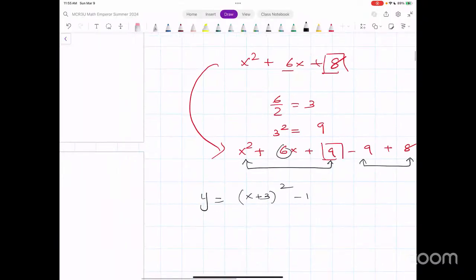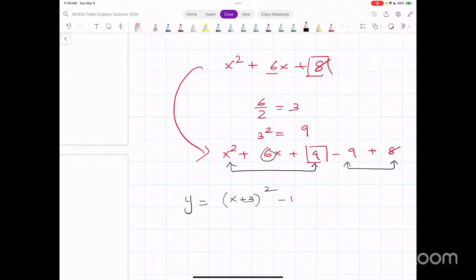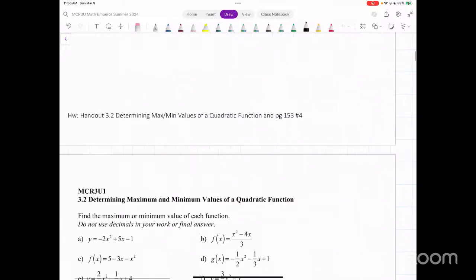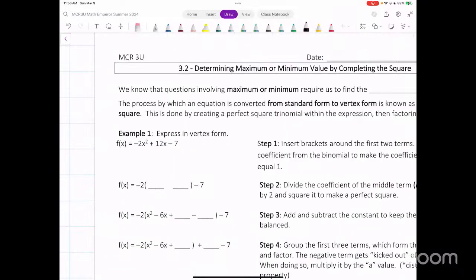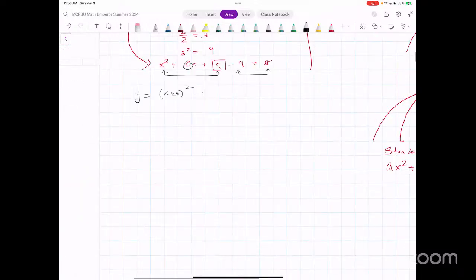This is the process called completing the square. Yes, sir. Oh, I didn't share my screen here for you guys to see it. Okay. All right, so we're going to move back to the questions here to practice. Express in vertex form, but I will do another example first.